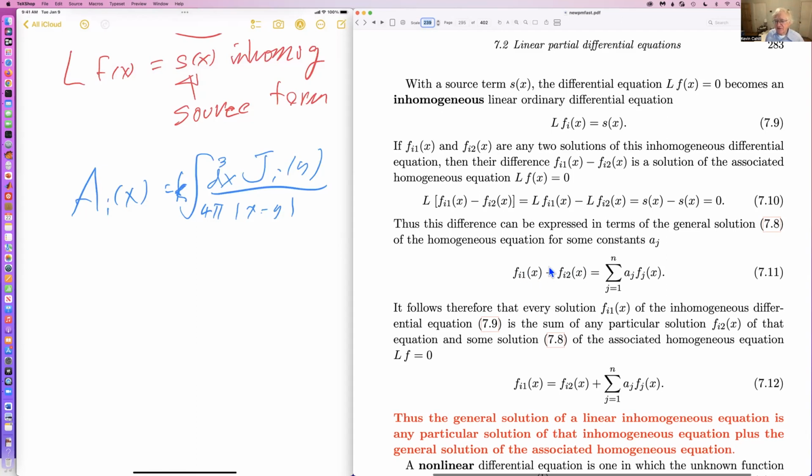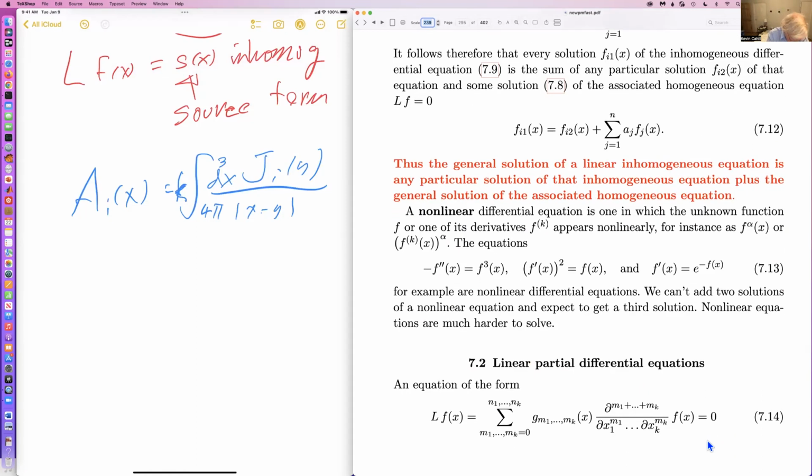In other words, the difference of any two solutions of the inhomogeneous equation is a solution of the homogeneous equation, and therefore can be expressed in terms of a linear combination of a complete solution of the homogeneous equation, this thing. And consequently, just shoving the second one to the right-hand side, you find that every solution to the inhomogeneous equation is a sum of the complete solution of the homogeneous equation plus any solution of the inhomogeneous equation. And what people say is any particular solution of the inhomogeneous equation.